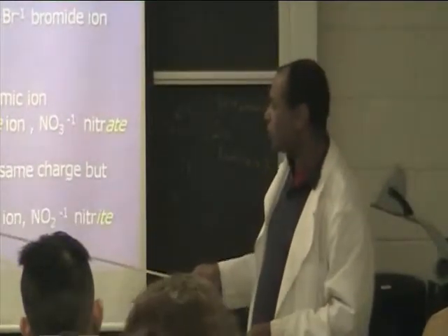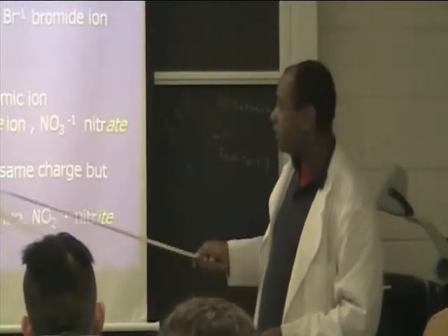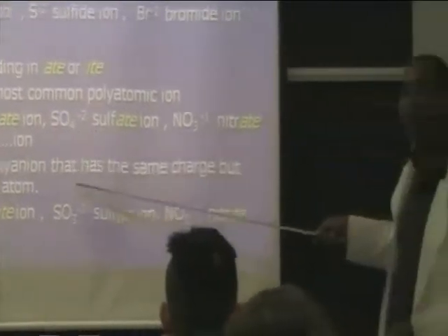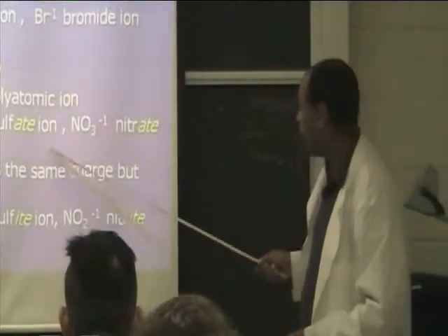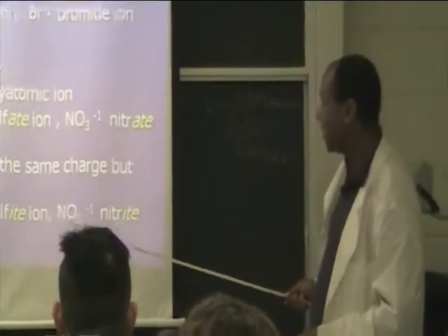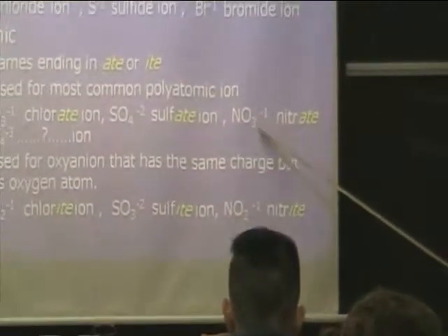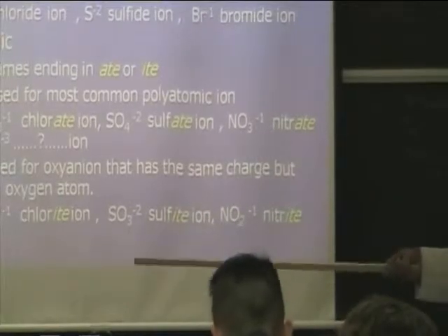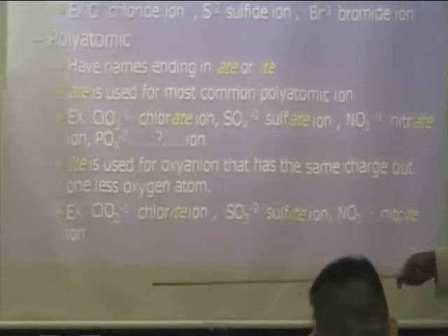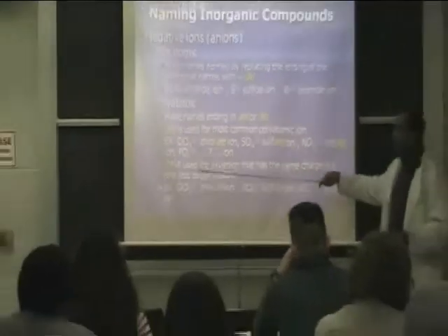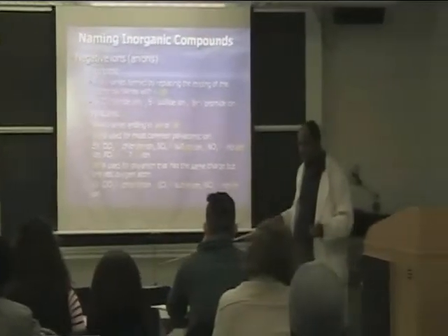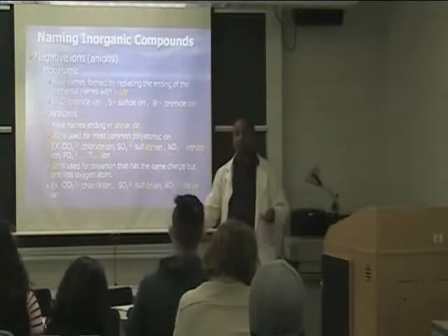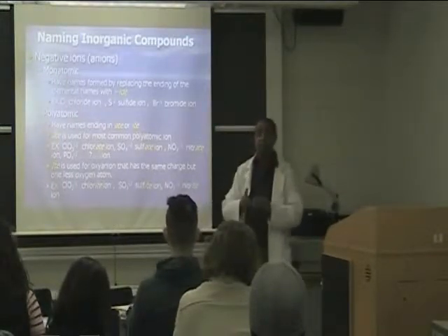You see, if I ask you sulfite ion, go back to sulfate. If you know sulfate, you don't have a problem studying sulfite. If I ask you nitrite, go back to nitrate. Phosphate is going to be phosphite, right? So what you need to focus on is the common polyatomic ions. If you focus on them, the other ions come on their own.